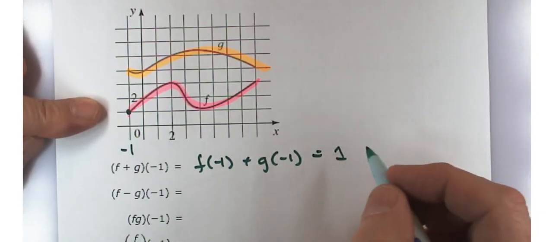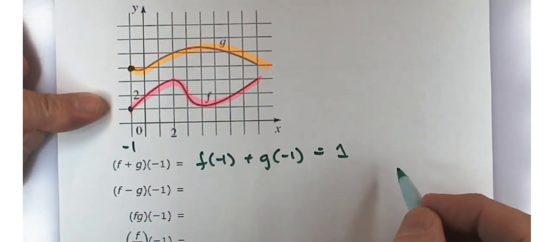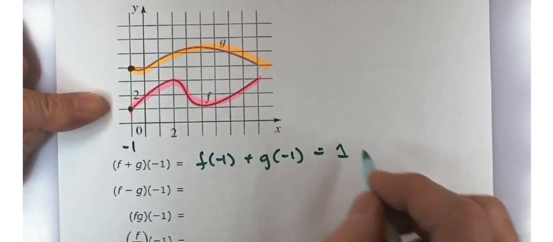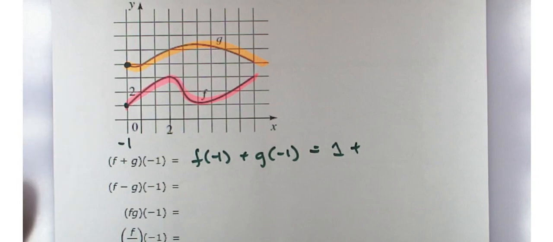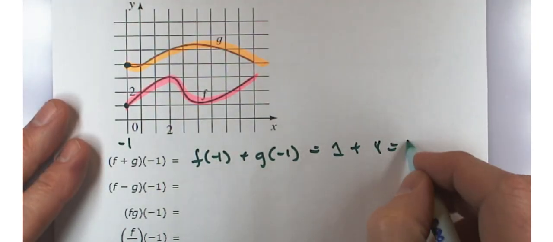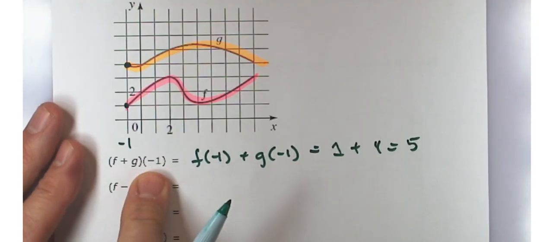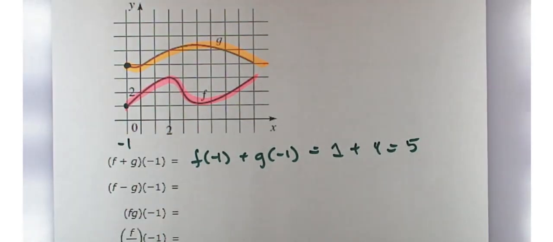How about g of -1? What would g of -1 be? Any takers? Come on. Someone help me out here. 4? 4. Yeah, it'd be about 4. So 1 and 4 gives me 5, and that's the same as f plus g at -1. So it's just some notation that I'm trying to get you familiar with here.